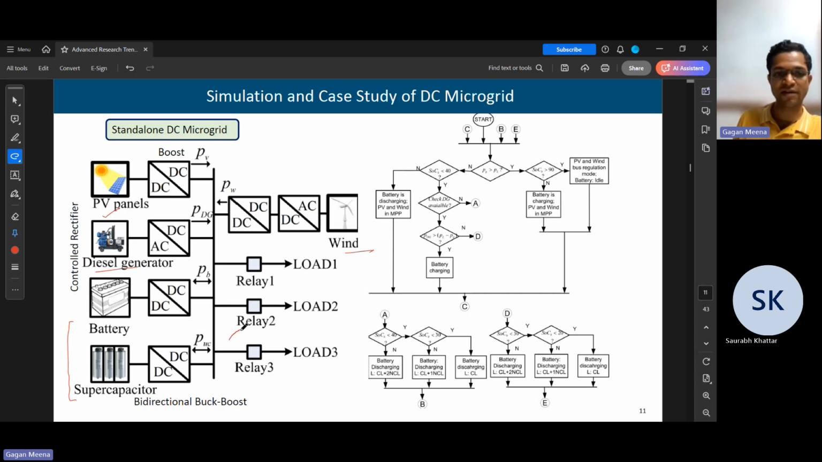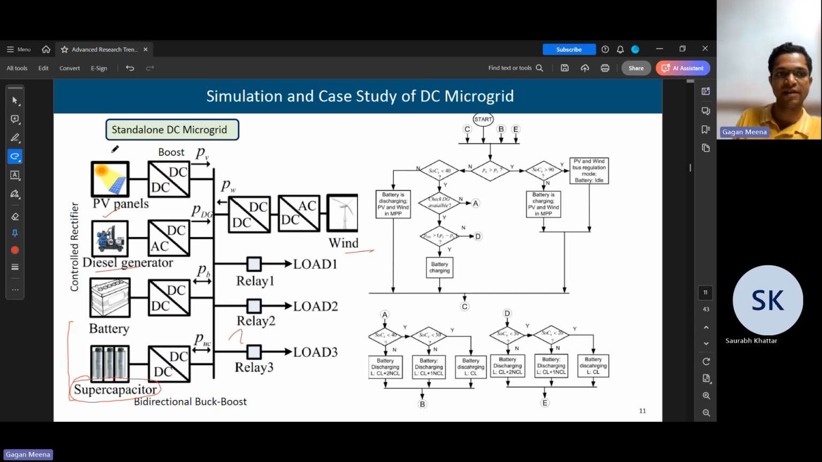These two are complementary and they help us, because if we use supercapacitor, then the frequent charging discharging operation of lithium ion can be avoided, which degrades its performance or life cycle. That's why we use supercapacitor here for providing this fast response. And for slower discharge, battery can be used.